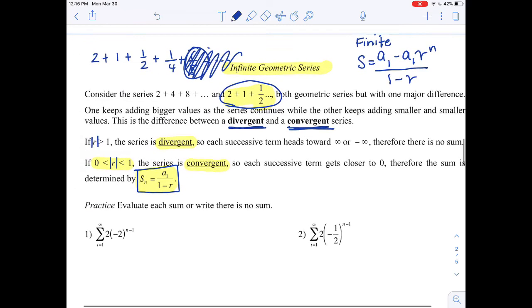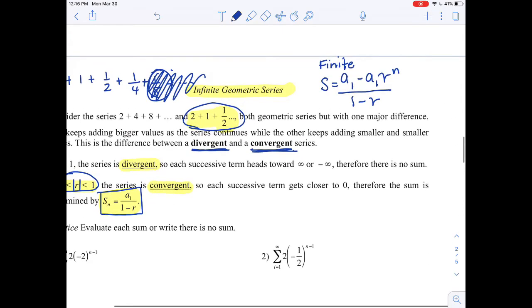When your common ratio is between 0 and 1, which again gave you a convergent series, that A1R to the n term has a specific value. If each individual one of those values is getting smaller every time because of that common ratio being less than 1, that term eventually becomes 0, and that's how we're left with just A1 over 1 minus R.